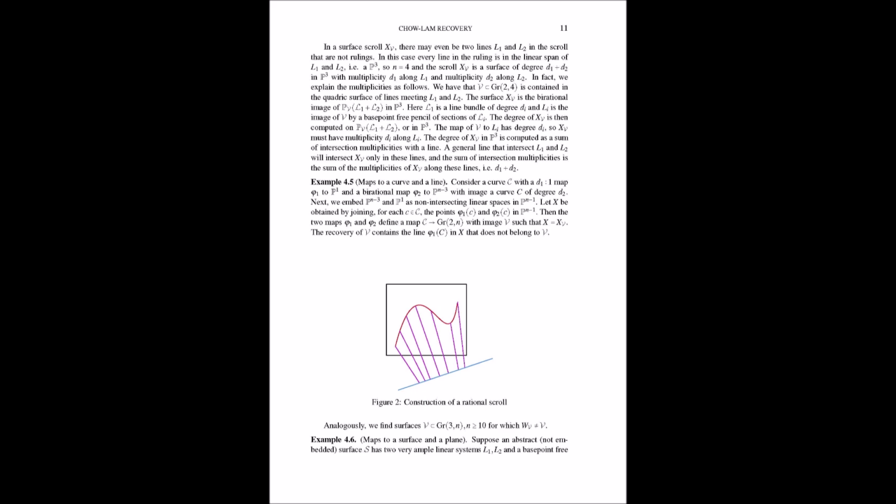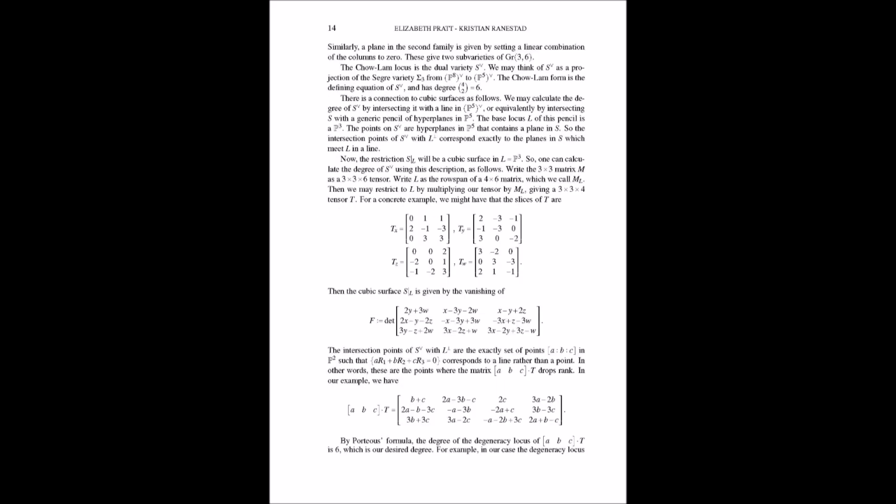And Pratt and Ranestad extend this analysis to multi-Segre varieties, which are generalizations of the Segre embedding, and find that this phenomenon persists in higher dimensions. So this lack of uniqueness seems to be a fundamental aspect of Chow Lam recovery, not just a quirk of certain examples. That's right. And it underscores the importance of understanding the specific context and the way the variety is generated when we're trying to reconstruct it. This is all very thought-provoking.